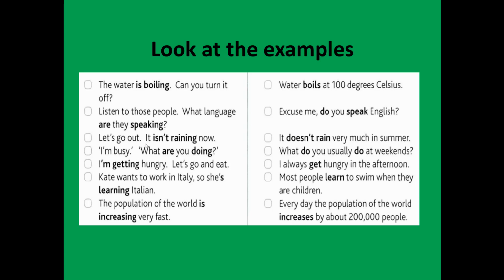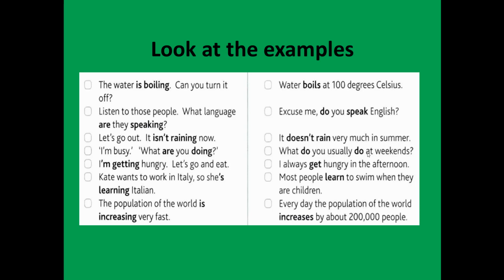Let's go out. It isn't raining now. It is in present continuous. And it doesn't rain very much in summer. It is in present simple. I am busy. What are you doing? It is in present continuous. It's expressing the activity which is happening now.